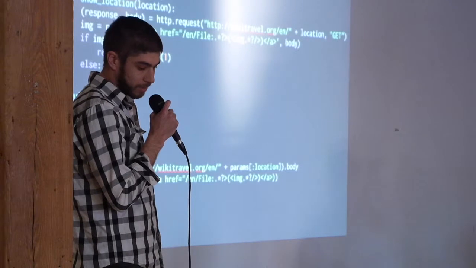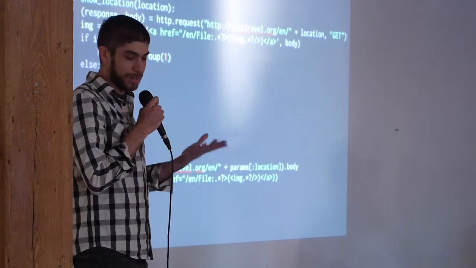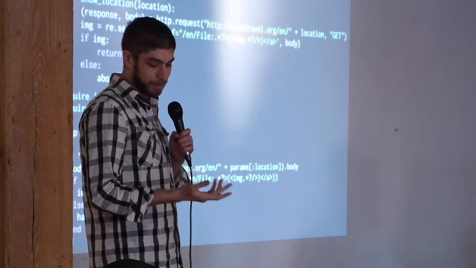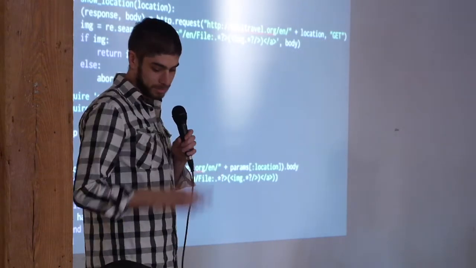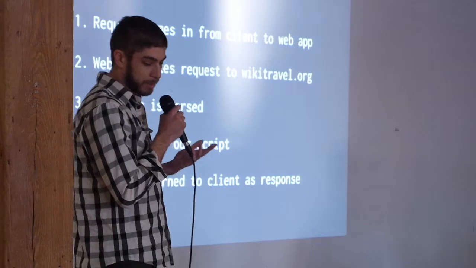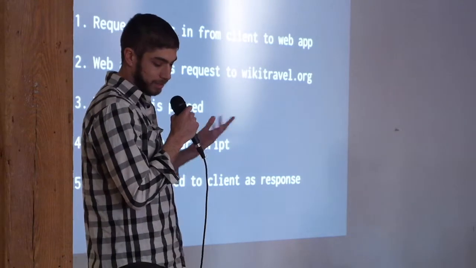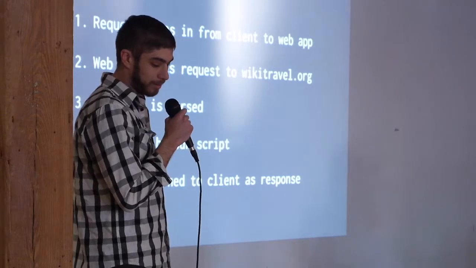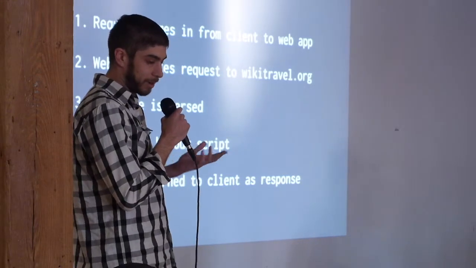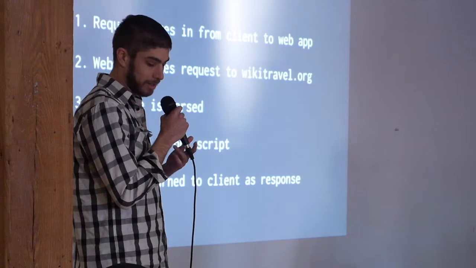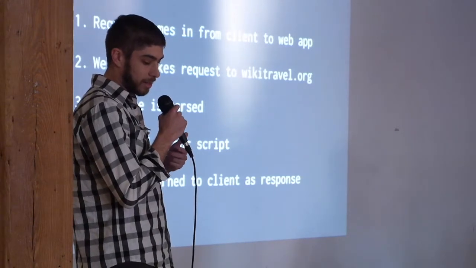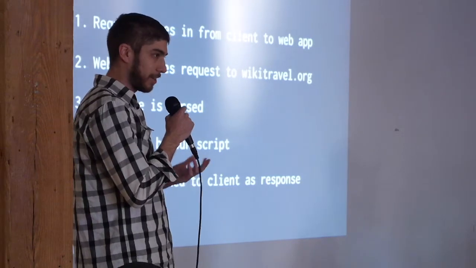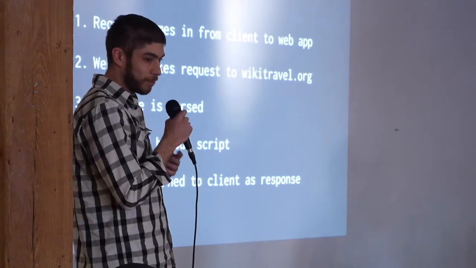And if we step back for a minute and think about what's actually going on, we're doing a lot of what I'd call proxying, where the request comes in. The request would come in from the client, like an iPhone app or something. The web app would then make another request to Wikitravel. It would get the response, parse it, do some kind of filtering operation on it, and then return that processed output back to the client. So it's more like a proxy.